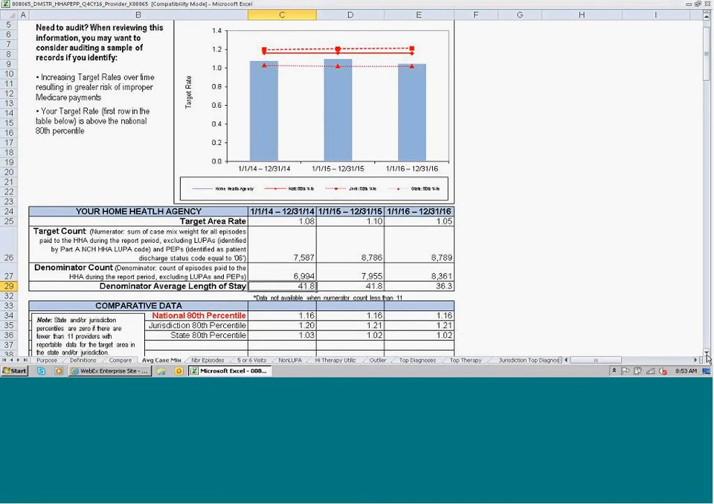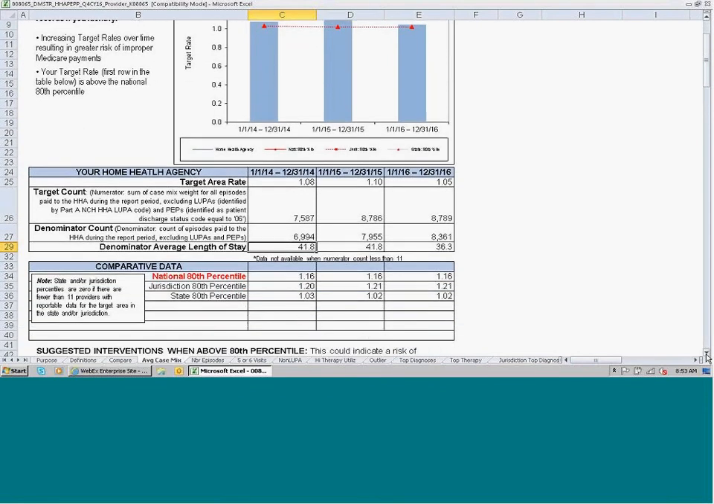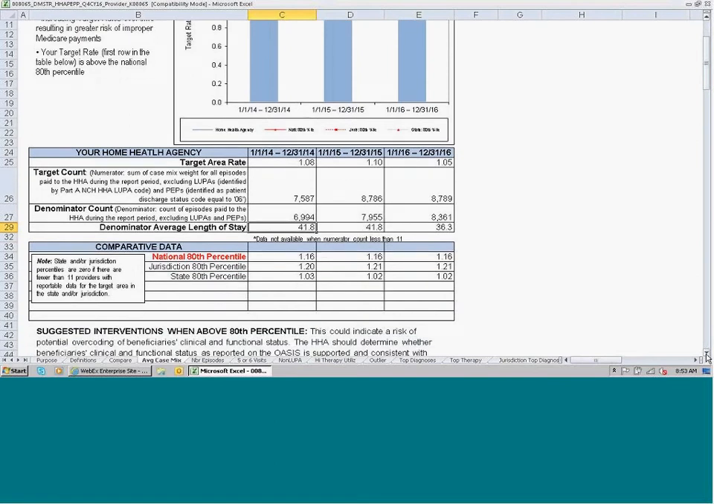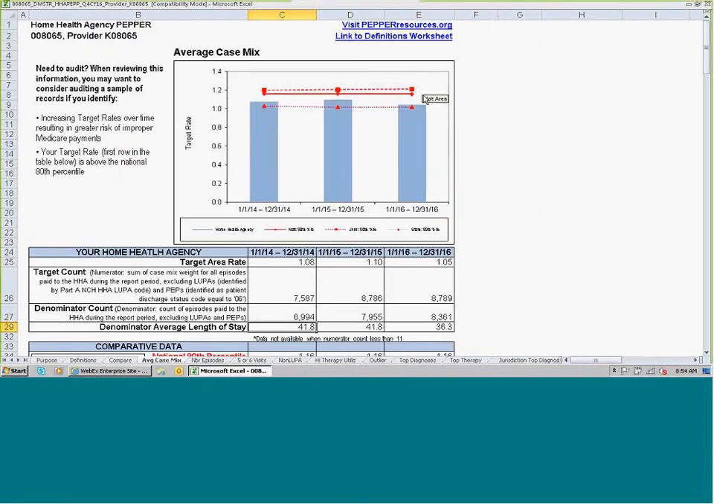Below the home health data table is the comparative data table. Here we are identifying the rate that is at the 80th percentile for nation, jurisdiction, and state. These are the values that are graphed as these three red lines up here in the graph.